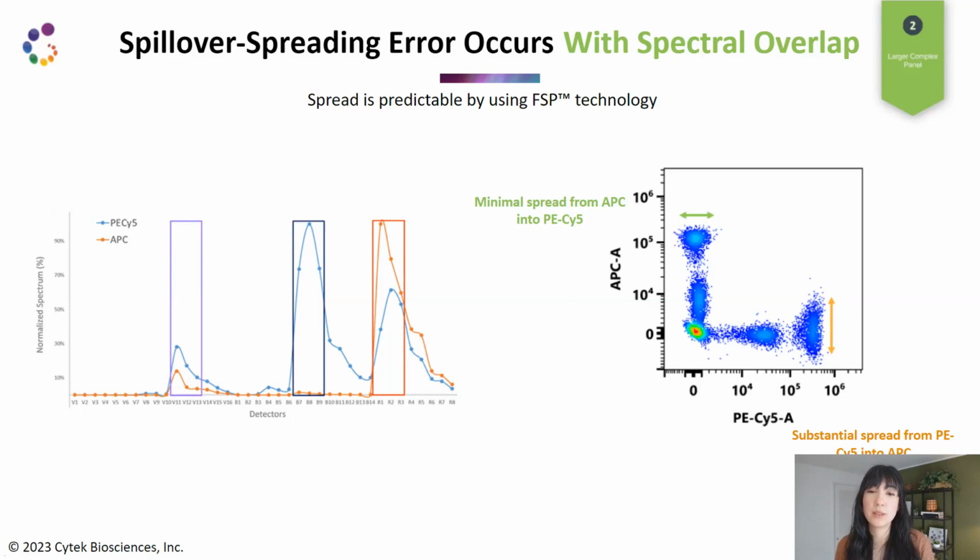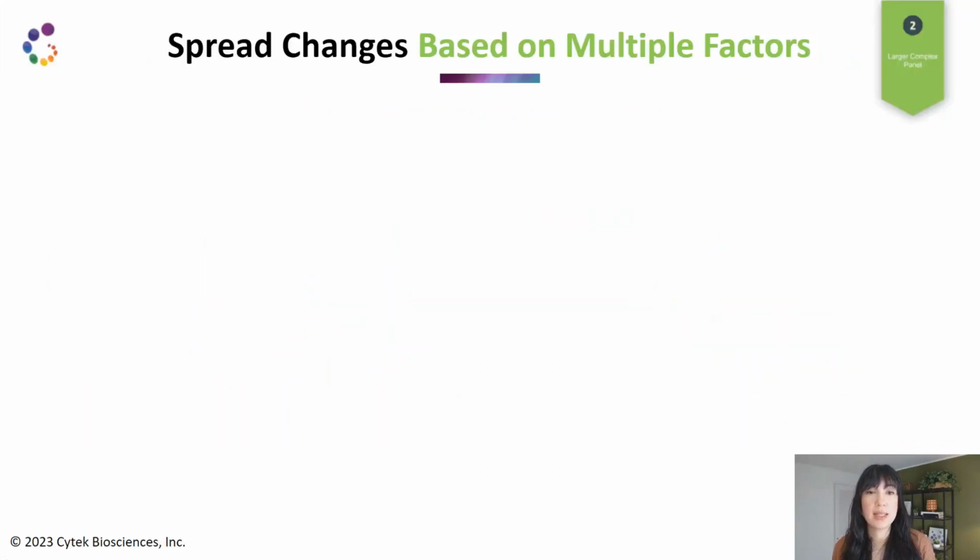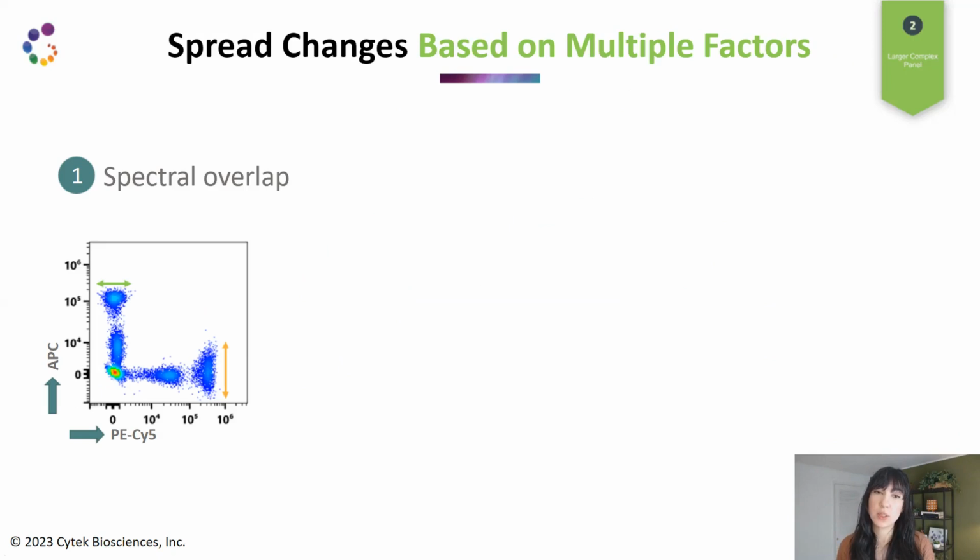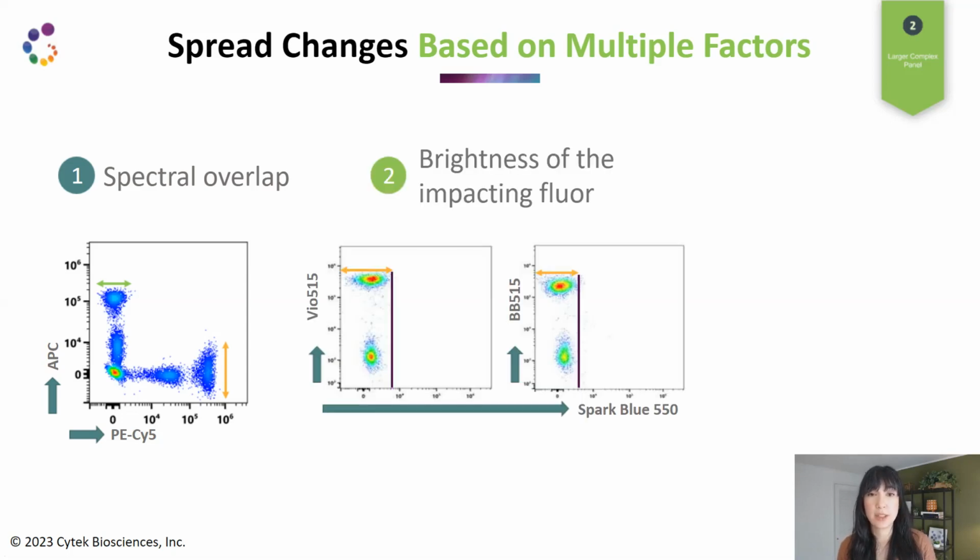And the reason for this is because the PE-Sci5 is spilling into the APC. Now, it is important to understand that spread can be impacted by multiple factors. I mentioned one of those factors, which is spectral overlap, and that's why selecting fluors that are unique, with a low complexity index, will help minimize the amount of spectral overlap. But there are also additional factors.